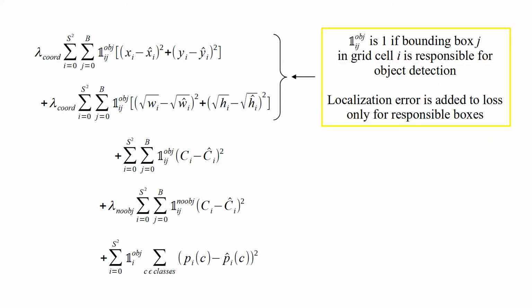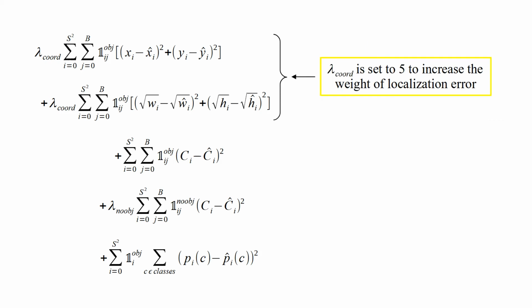Localization error is multiplied with 1 if bounding box J in grid cell I is responsible for object detection, otherwise it is multiplied with 0. Localization error is added to the loss only for responsible boxes. The related lambda is set to 5 to increase the weight of localization error.